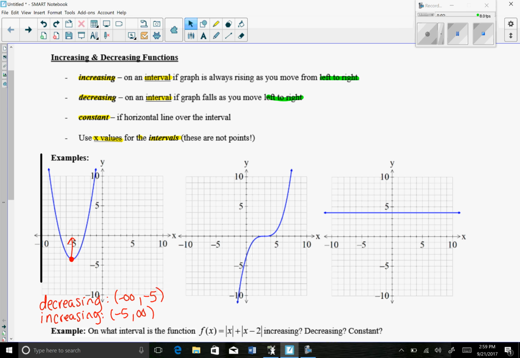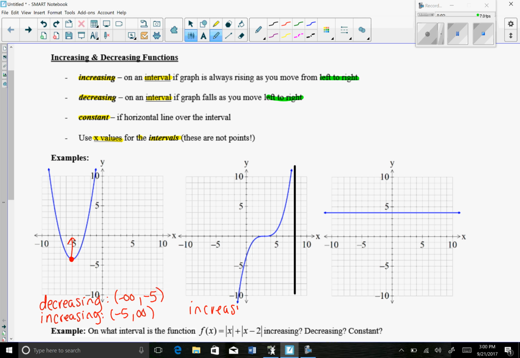Now if I go to this second graph, if I'm looking again from my y values as I move from left to right on my graph, you can see that your y values are increasing on the entire interval. So we don't actually have a maximum or minimum on this function. It looks like a cubic function. And so it looks like my y values again are increasing. So in this case, we would just say it's increasing on the interval from negative infinity to infinity.